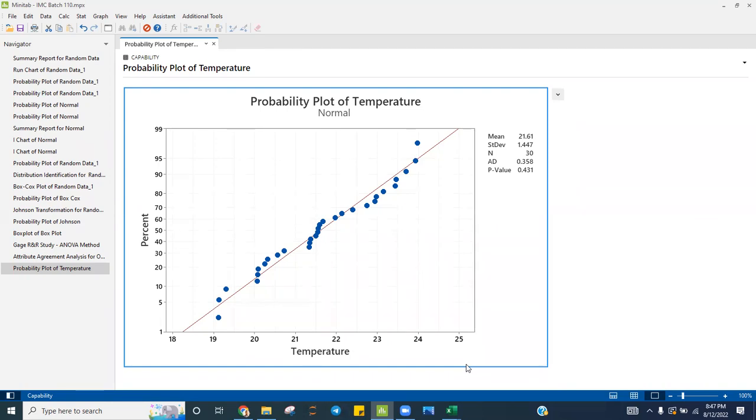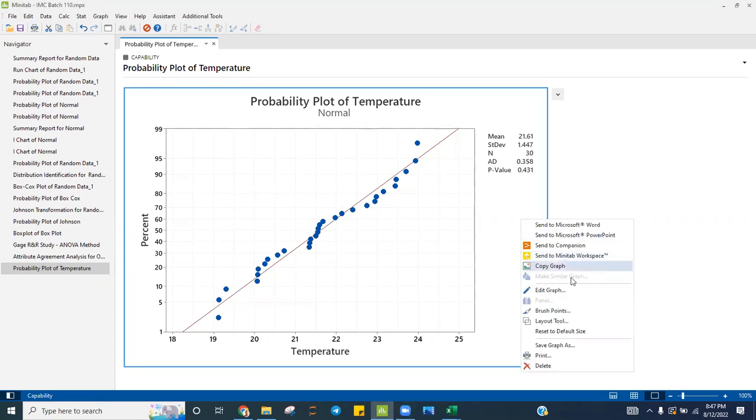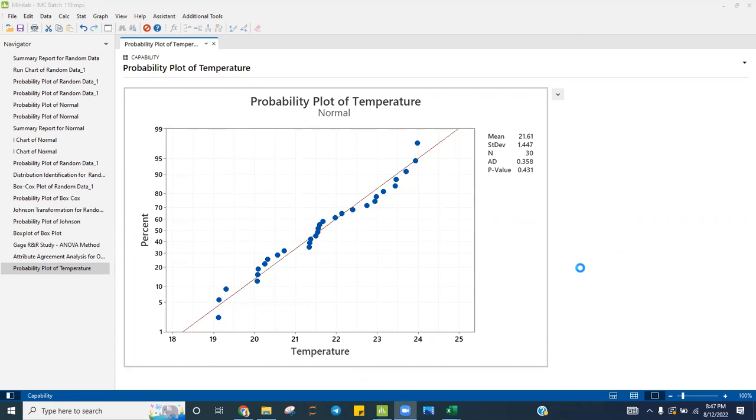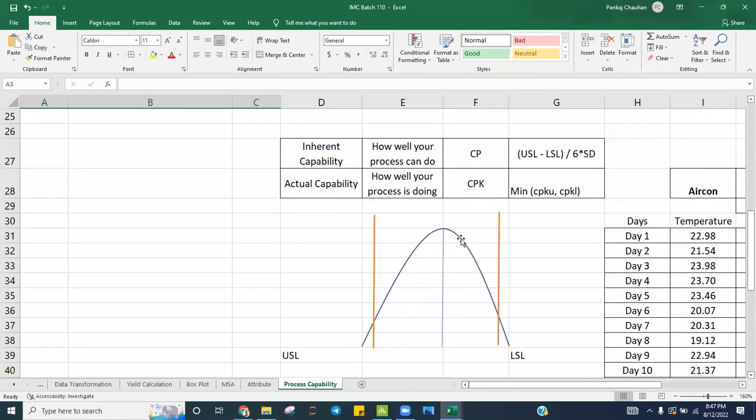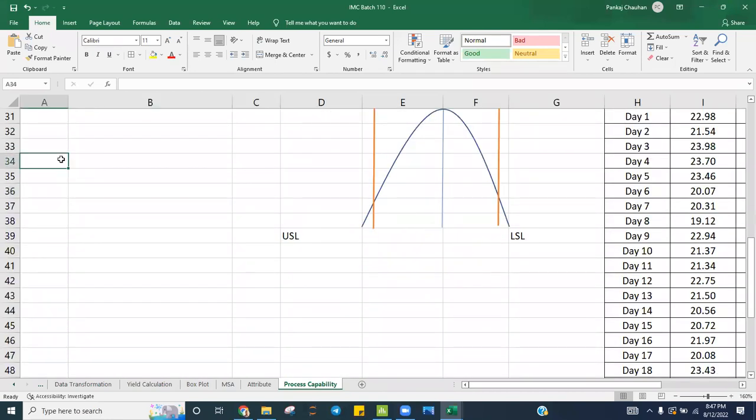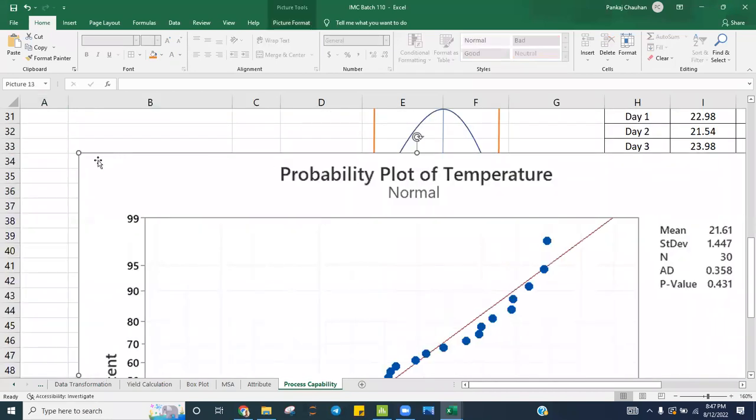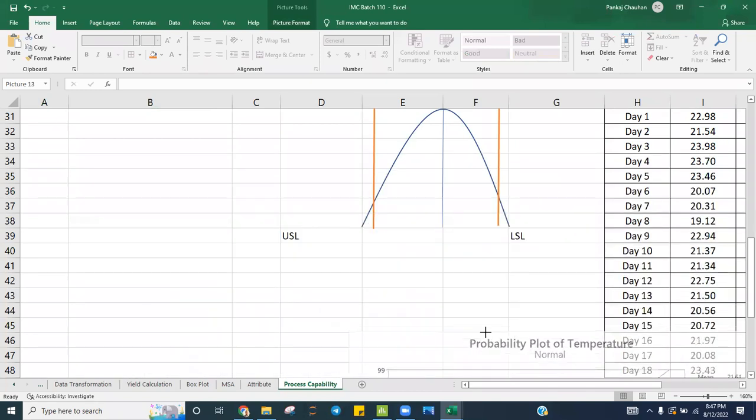It's not that easy to remember everything so soon, but slowly, when you practice, you will learn. So whenever the p-value of the Anderson-Darling test is greater than 0.05, then the data is normal. So I found that my temperature data is normal. So now I can select the normal capability option in Minitab. How will we do it? Let's understand now.